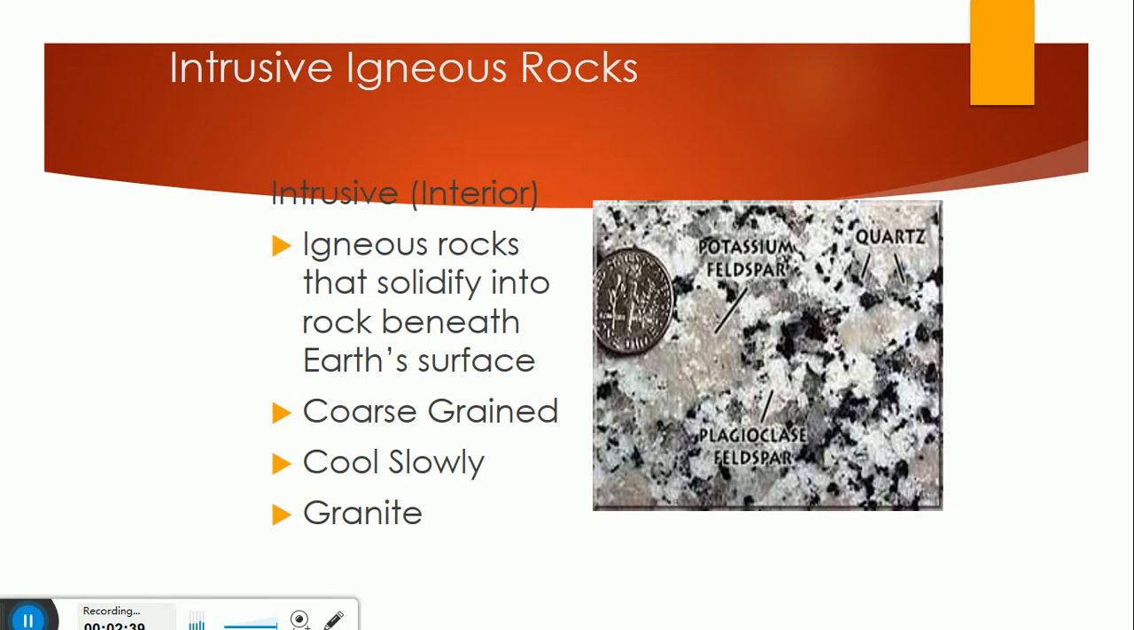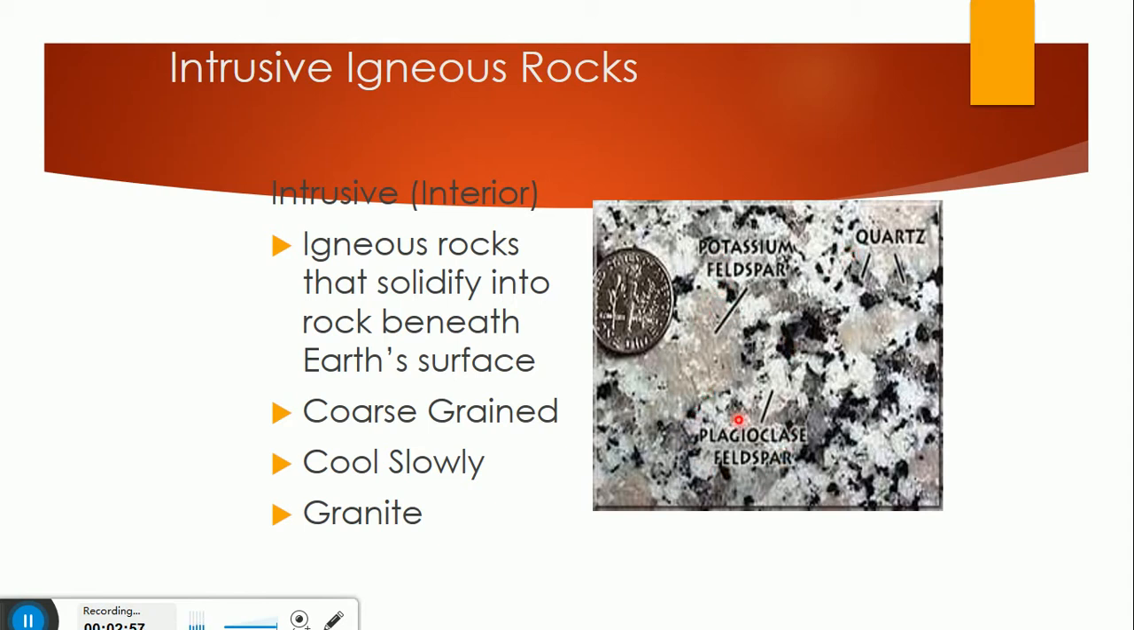Intrusive igneous rock is a type of rock that solidifies into rock beneath the surface, coarse grained, cools slowly, and the famous example of intrusive igneous rock is granite. Here the composition of the rock is potassium feldspar, quartz, and plagioclase.